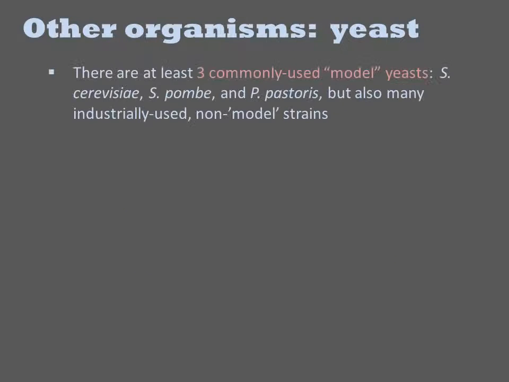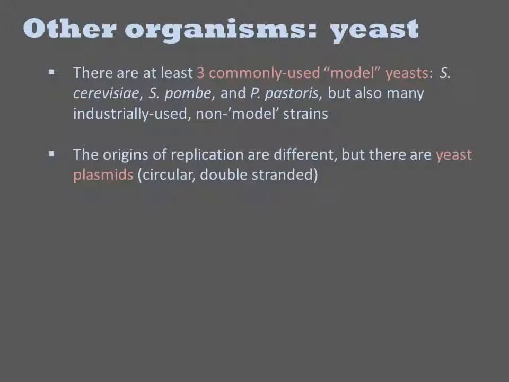There are at least 3 commonly used model yeasts, S. cerevisiae, S. pombe, and P. pastoris, but also many industrially used non-model strains exist. For example, the S. cerevisiae used to make beer, wine, or biofuel is genetically quite different from the laboratory strains. The origins of replication one uses in yeast are different than those in E. coli, but there are yeast plasmids and they are similarly circular double-stranded molecules.